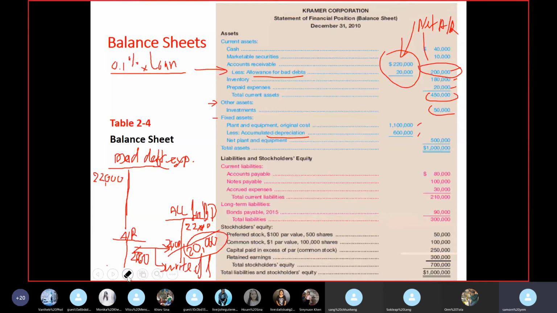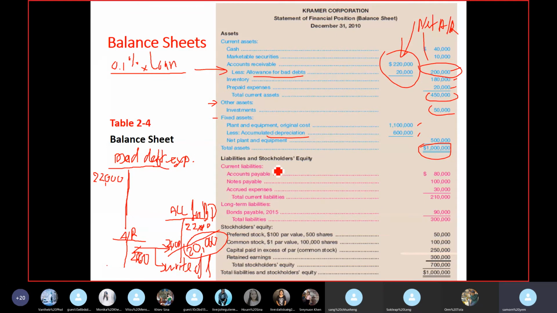Okay. And now total asset, meaning that including the current asset, other asset, and fixed asset, total are 1 million. Coming from the total current asset plus other asset plus fixed asset, 1 million. We go to the structure, a part of debt or liability and stockholder equity.